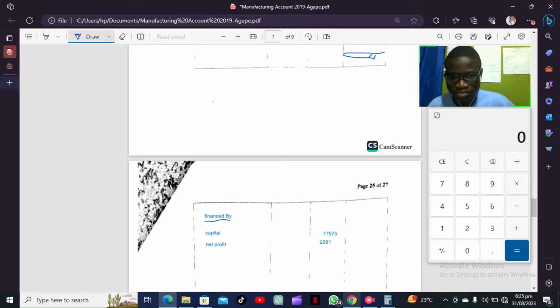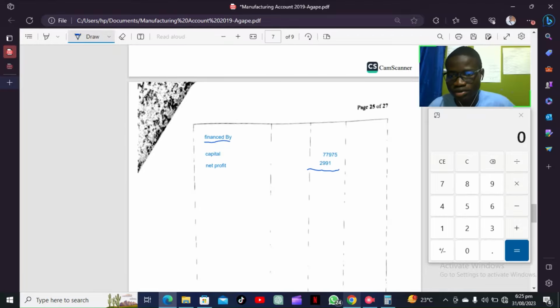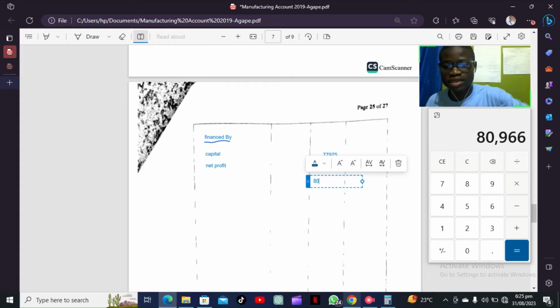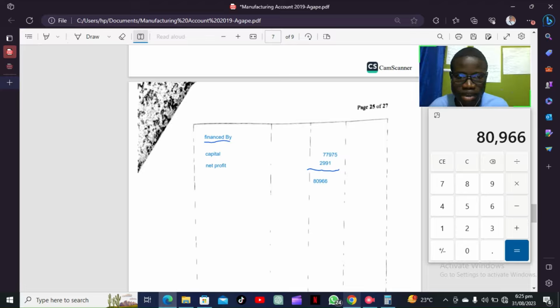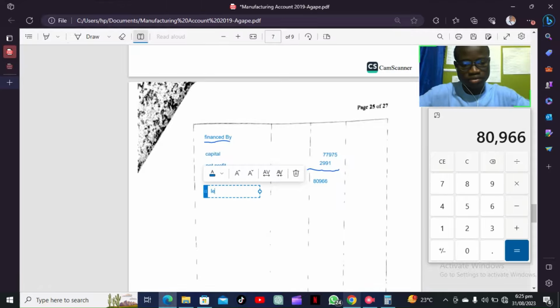So we're going to write it here, 2,991 kwacha. Then we're simply going to add these two. So what are we getting when you add 77,975 plus 29,991? We're getting 80. So we're going to write this thing down here. We're getting 80,966 kwacha, like so. Then from there now we're going to say less drawings.